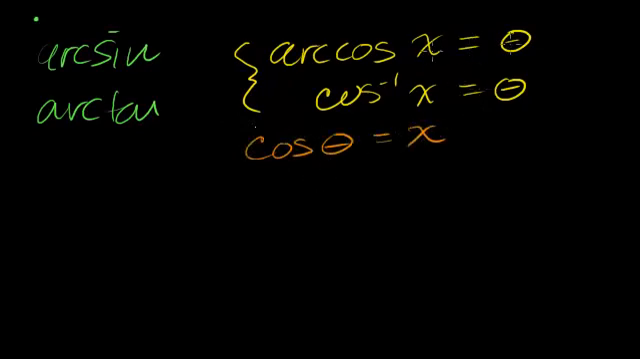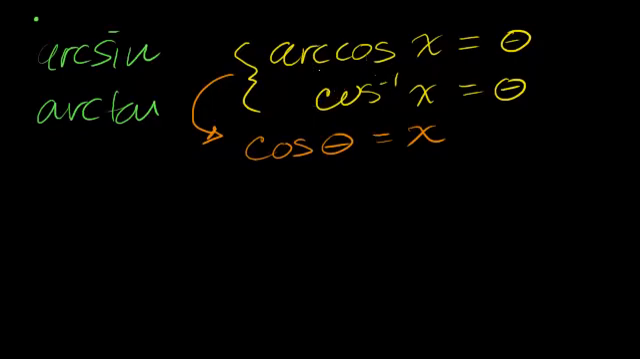Either of these statements should boil down to this. If I ask what is the inverse cosine of x, my brain says, what angle can I take the cosine of to get x? So with that said, let's try it out on an example.